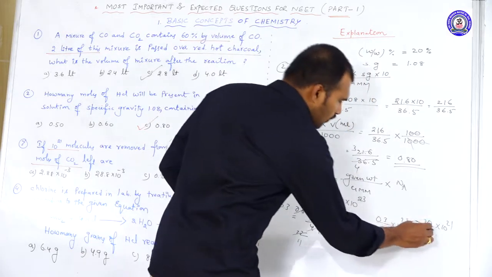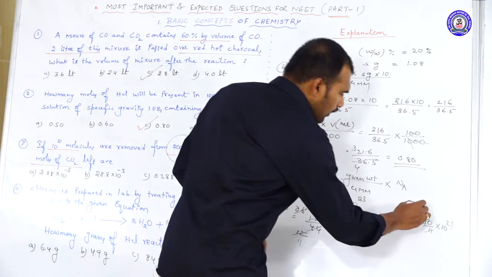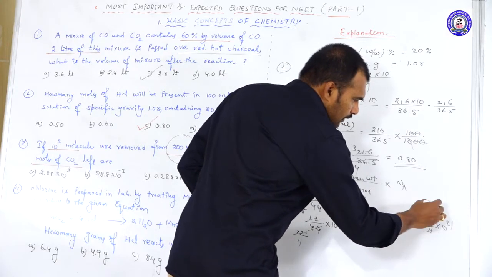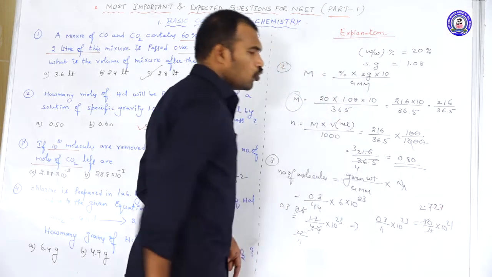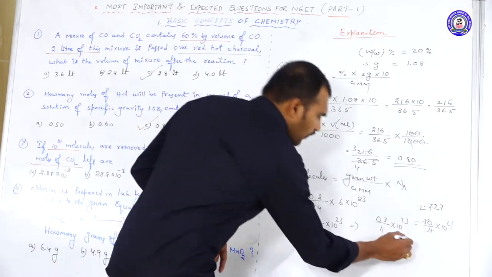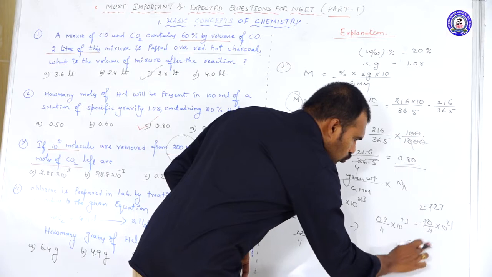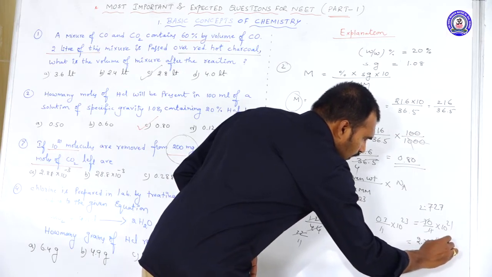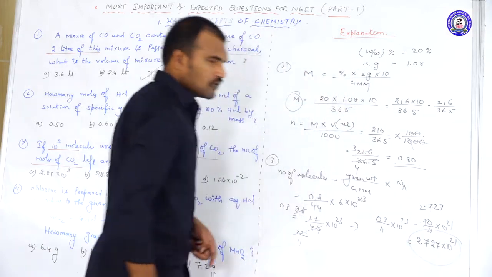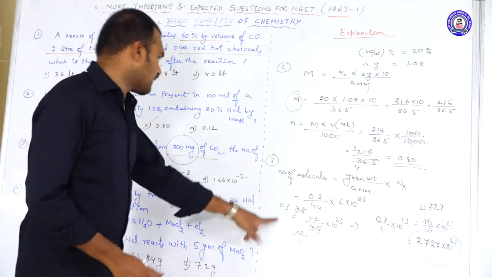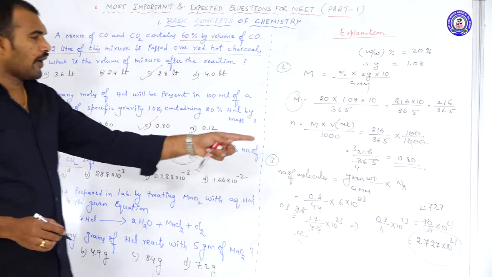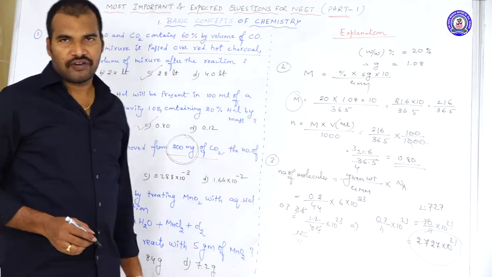30 by 11 means approximately 2.727. So finally we are getting 2.727 into 10 power 21 molecules. So the number of molecules present in the given 200 milligrams is 2.7 into 10 power 21.